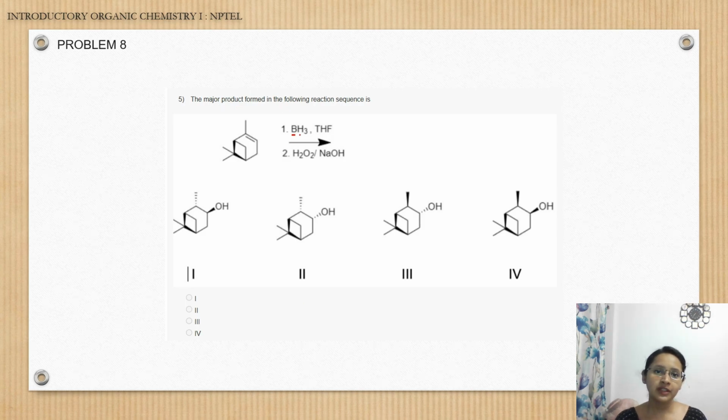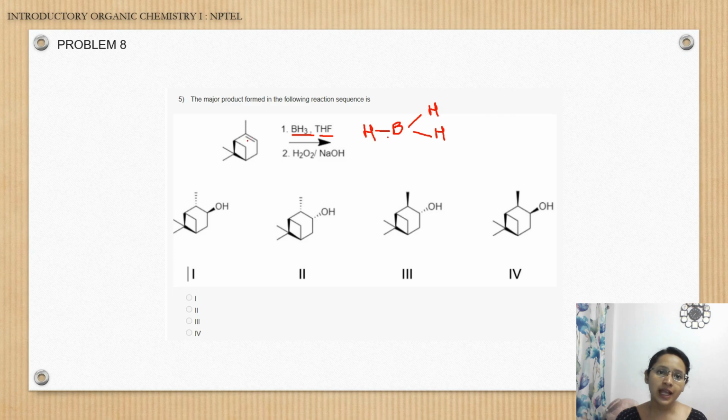So when you have treated this alkene with BH3 and THF, what is BH3? Borane. So one thing you have to remember is that in borane, this boron is electron deficient and these hydrogens are electron rich.